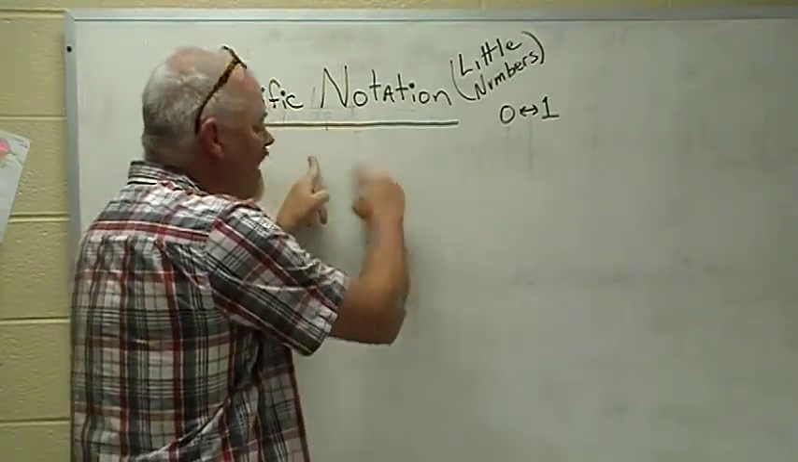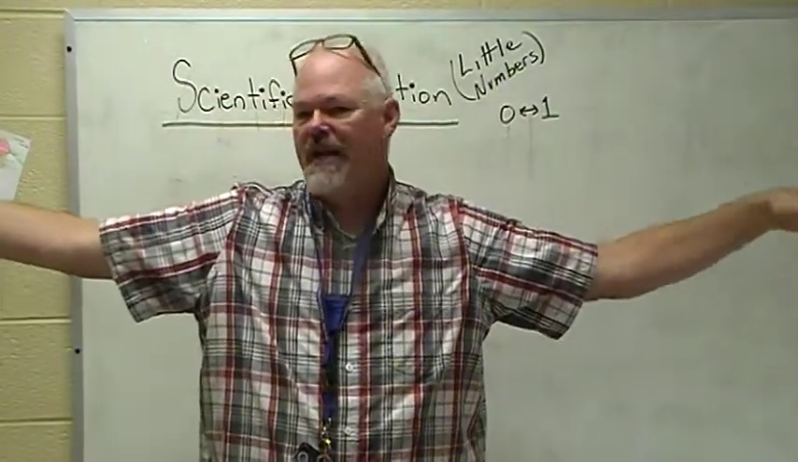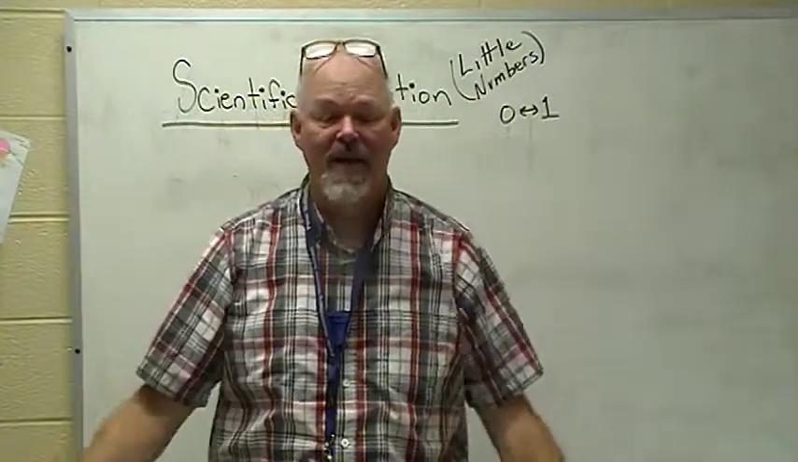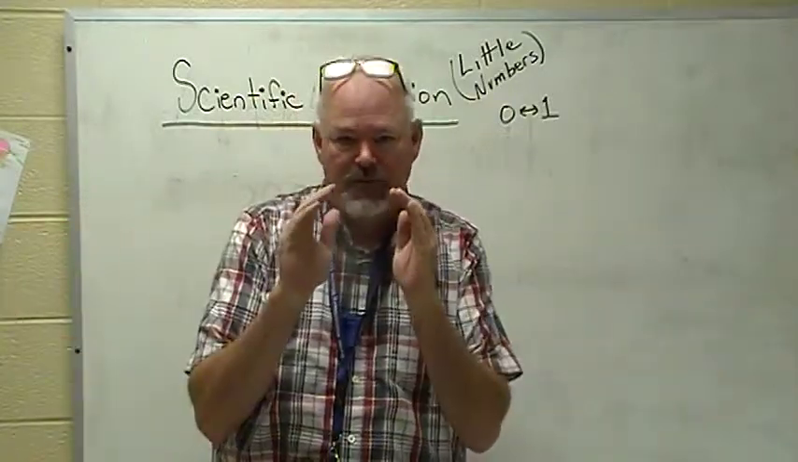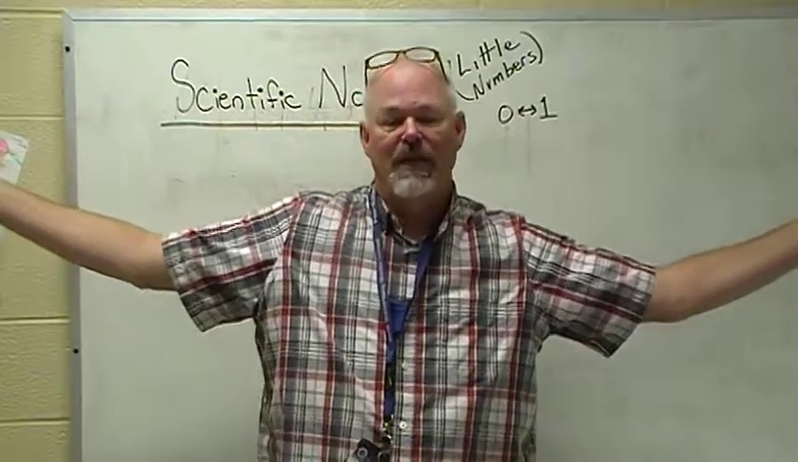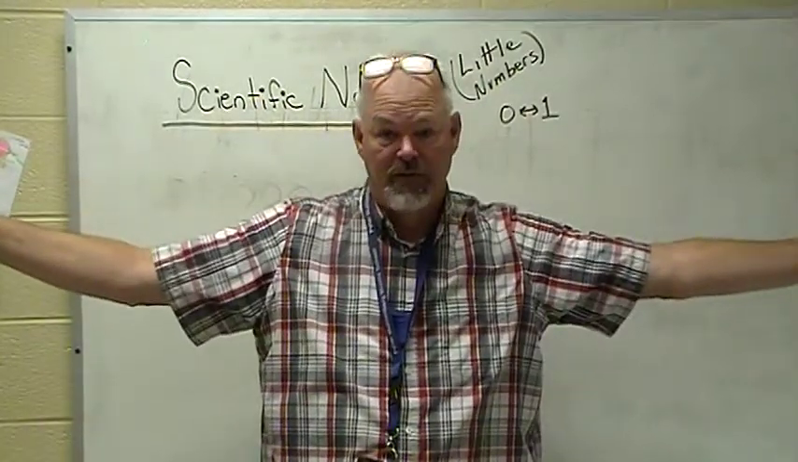And people use scientific notation to take really long numbers, not necessarily big numbers. You can have a really long little number, which I'm going to show you here in a minute, and write them shorter, all right? Typically, they're used for big long numbers, right? But you can have a long little number, all right?